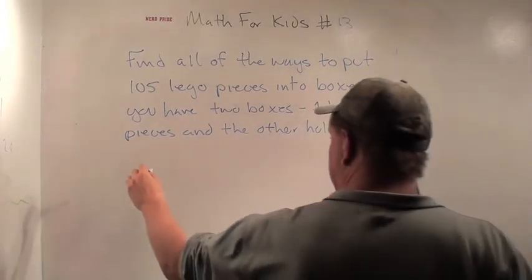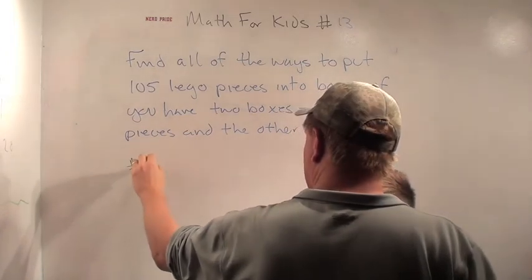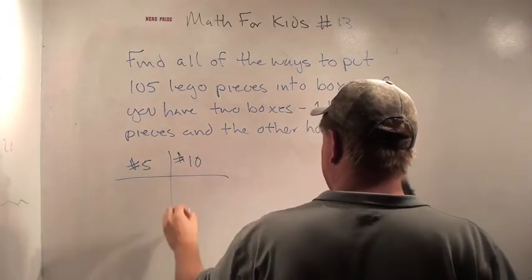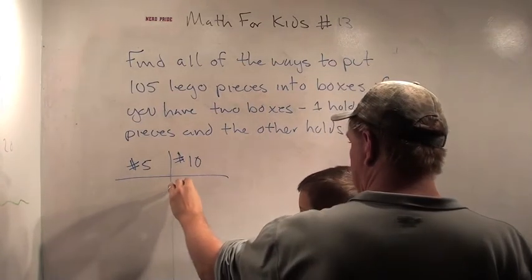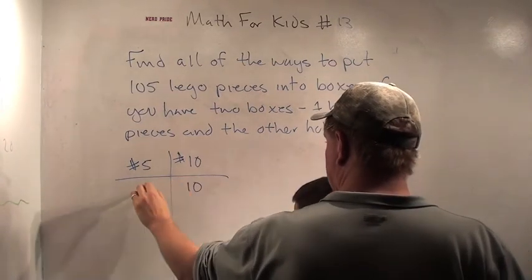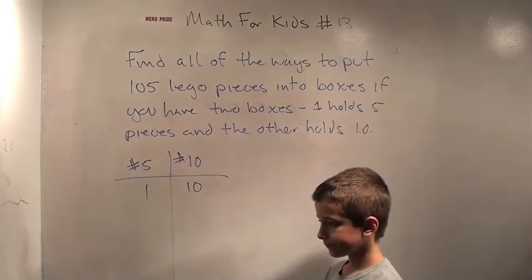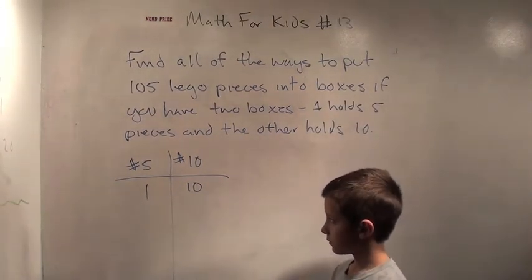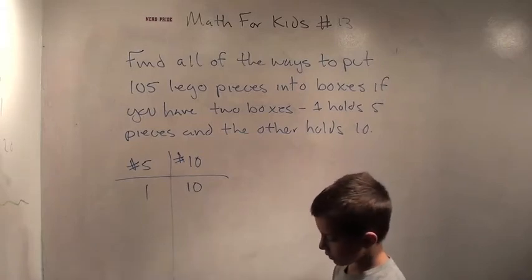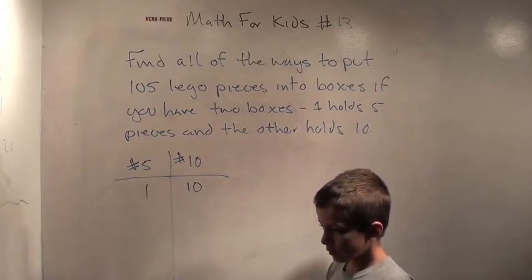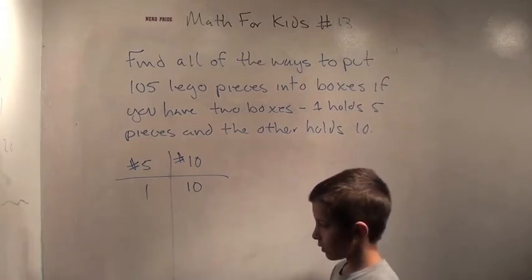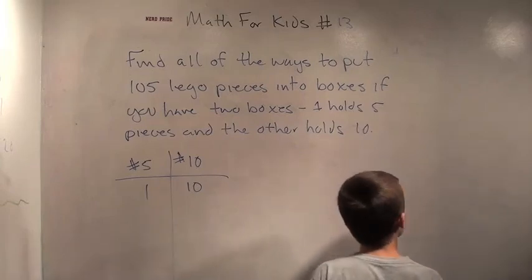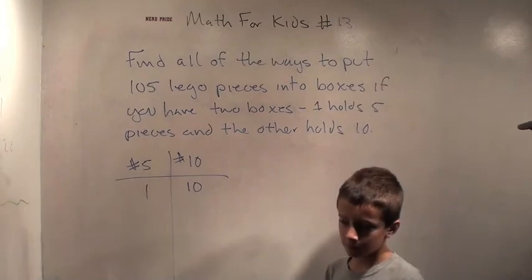Okay, so let's make a chart. Number of 5s, the number of 10s. Okay, so you want to say 10 tens and 1 5. Okay, that's a good start. Are there any other ways to do it? Oh yeah. How? 3 5s and 9 tens. Ooh, 3 5s and 9 tens. How do you know that's going to work?